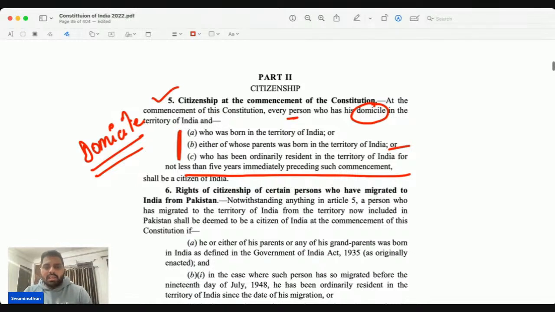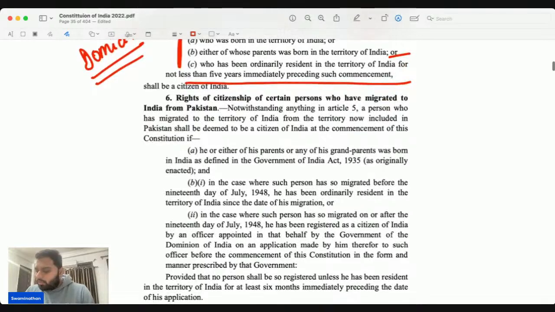Now, Article 6 gives the citizenship rights to those persons who migrated from Pakistan. Now, East Pakistan, West Pakistan, both territories included. So they migrated to India from those territories, right? So if they migrated from Pakistan before the 19th day of July 1948, that is 19th July 1948, if they migrated to India, they were given the citizenship under this Article 6, right?